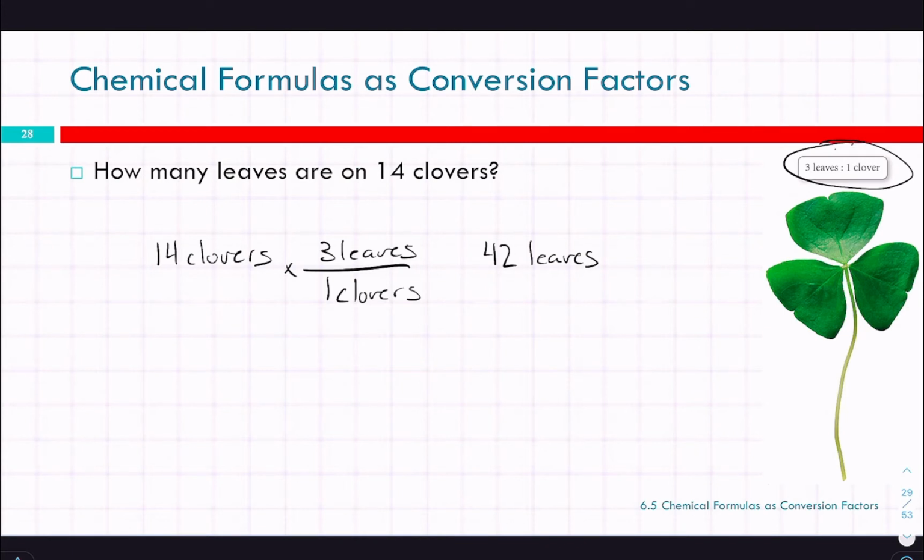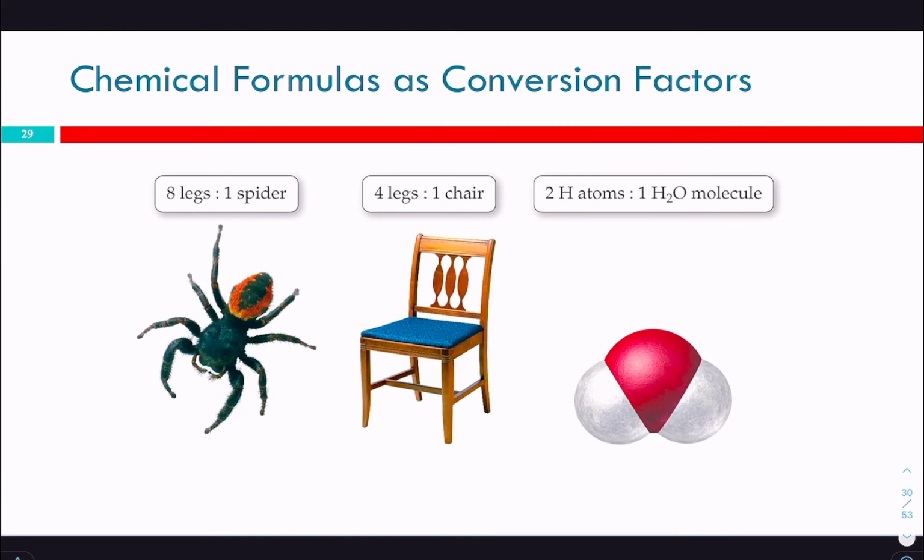So it works the same way for molecules. Each molecule or formula unit tells you the number of each type of atom. So if you know the number of moles of the molecule, you can multiply that number of moles or number of molecules by the number of each type of atom, and you have that many of that atom. It's just like for spiders, every 1 spider has 8 legs. So if we had the horrible 1 mole of spiders, we'd have 8 times that many legs. Or 4 legs on 1 chair, or like we did in that previous one, 2 hydrogen atoms for every 1 water molecule.